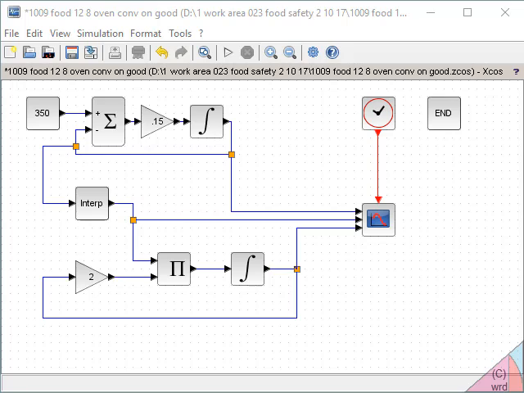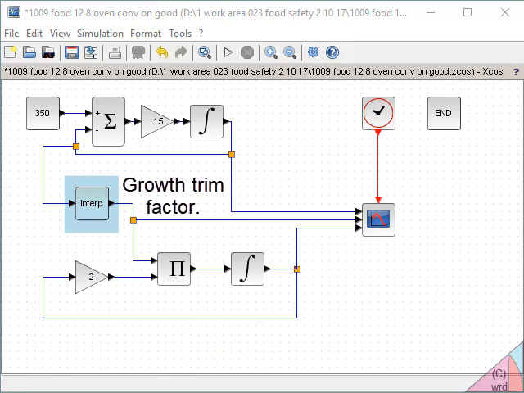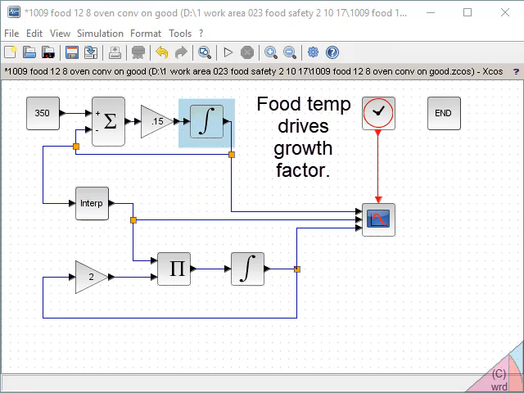Let's identify the parts of our model. The star of the show is our account containing total bacterial activity. This is the growth loop where peak growth can be trimmed if temperature isn't ideal. The trim factor, from 0 up to 1, comes out of the lookup table. The input to the lookup table is the other account, food temperature.